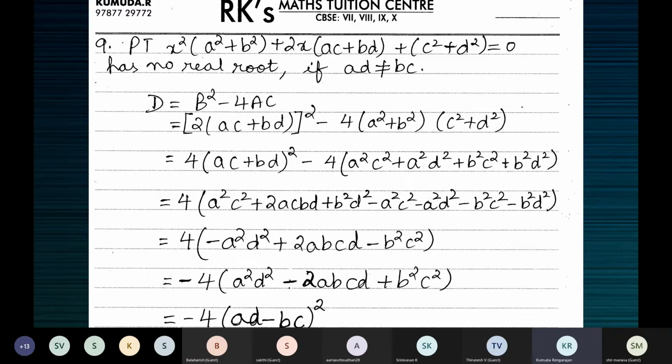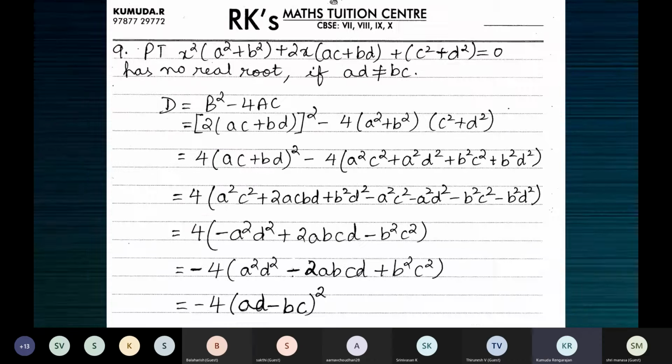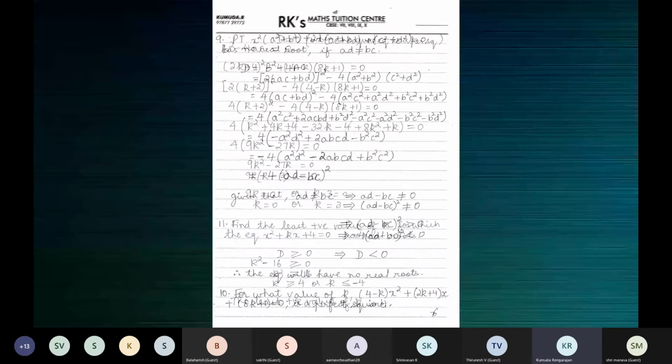So we can only take out 4 common. We cannot divide by 4 because it's not an equation. If you're dividing, you should divide both the LHS and RHS by 4. But there is nothing like LHS and RHS in an expression. Only an equation has LHS and RHS. So when we are working with an expression, take out 4 common. When we work with an equation, you can divide by 4 throughout.